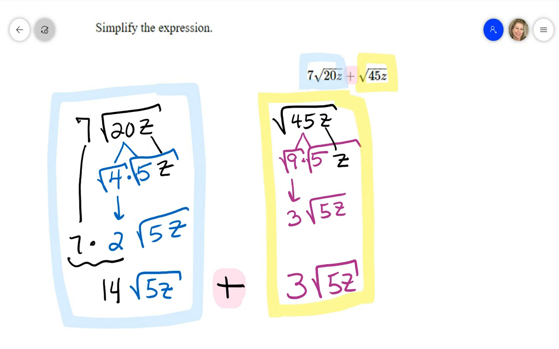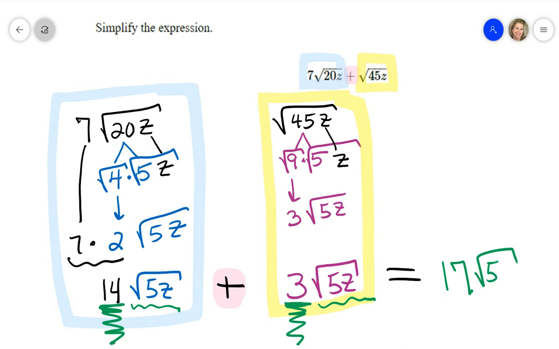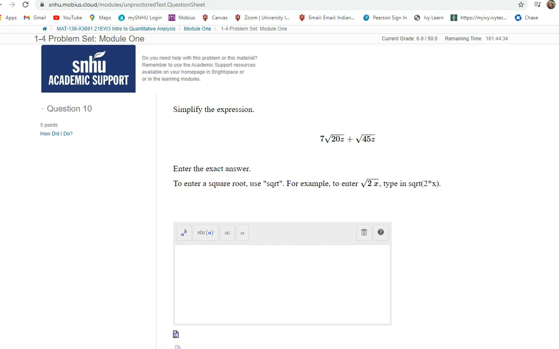All right. And now I can finish the problem because I have 14 square roots of 5z plus 3 square roots of 5z. 14 and 3 would be 17 square roots of 5z. And that's my answer. Now, I know in Mobius it said some other stuff, so let's see.